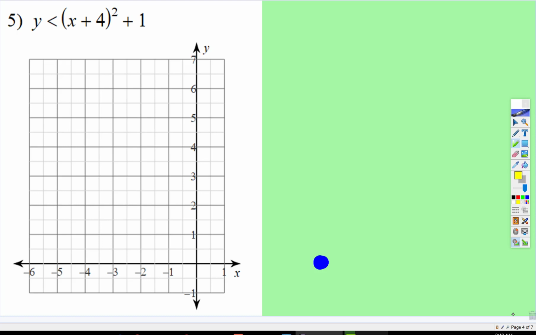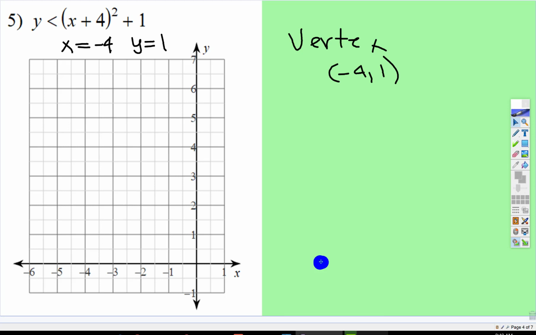Okay, now we have a quadratic in vertex form. And remember what we said about quadratic functions if it's in vertex form. We know right away where the vertex will be. Okay, so where x is equal, that inverse of 4 is -4. And this says +1, that's the y value. So the vertex of this quadratic is -4, 1. So we're going to, at -4, +1, I'm going to put a dot.